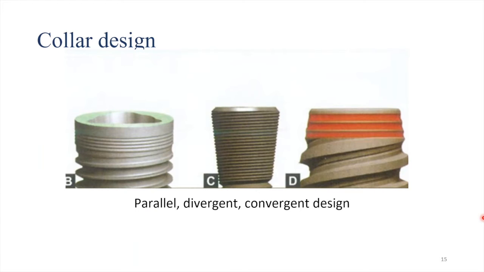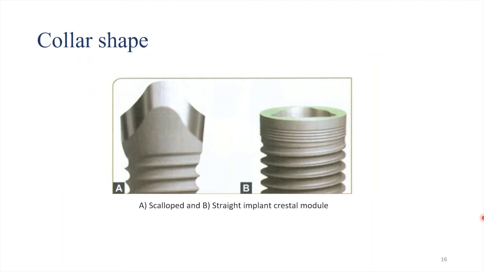Collar design. Based on this, it can be classified as straight or parallel sided. This is the most common collar design. Divergent or flared collar. It reduces the least amount of stress on the crestal bone and is more biologically compatible. This is probably due to increased surface area. Convergent or tapered, this design has favorable stress distribution. Next is the collar shape, which may be scalloped or straight. In the scallop design, it follows the three-dimensional contours of the bone.